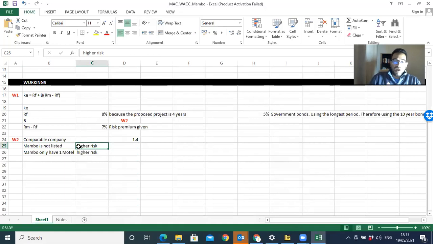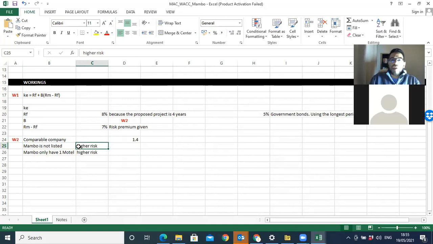So by being not listed, it is higher risk relative to a listed company. Why? A listed company's stock is on the JSE, on a stock exchange, whatever, the Zimbabwe Stock Exchange. By being on a stock exchange, it is easier to buy and sell the shares relative to a private company where the shares are not trading on a stock exchange. So that is why a non-listed company is riskier than a listed company, for that aspect that you can't easily trade.